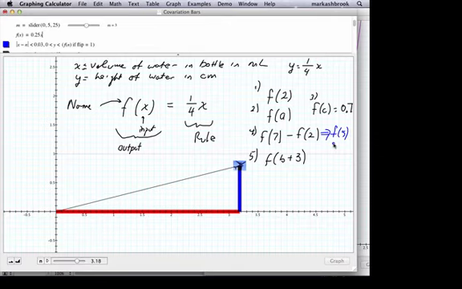Basically saying, when water height is... Okay, questions?